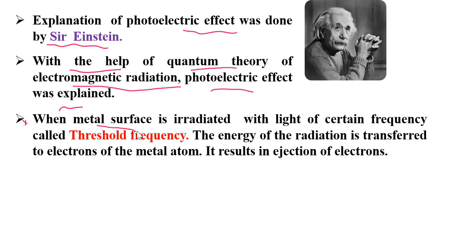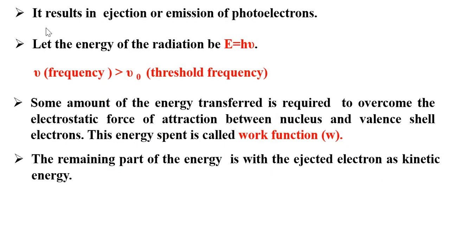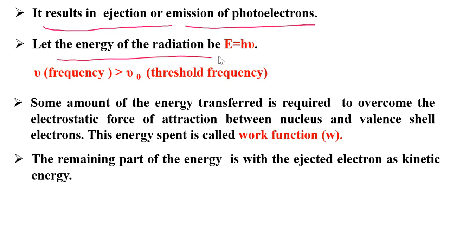When a metal surface is irradiated with light of a certain frequency, called the threshold frequency, the energy of the radiation is transferred to the electrons of the metal atom. It results in ejection of electrons, or emission of photoelectrons. Okay, same points we are discussing again. Let the energy of the radiation be E equals h nu.